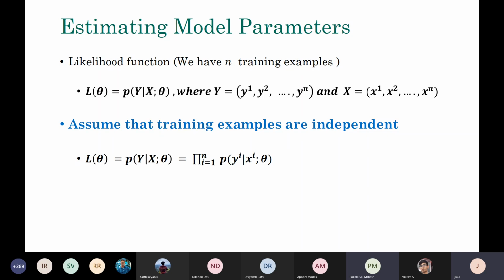I do not know thetas yet. I know all the yi's and xi's, but I do not know the thetas yet. That I have to figure out. So I am basically in the process of figuring out how I should find a good theta.